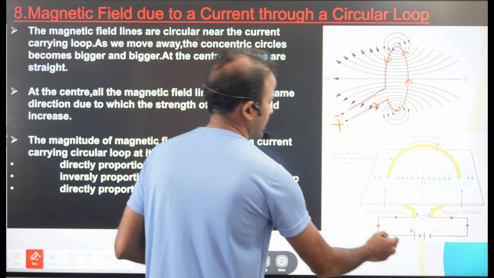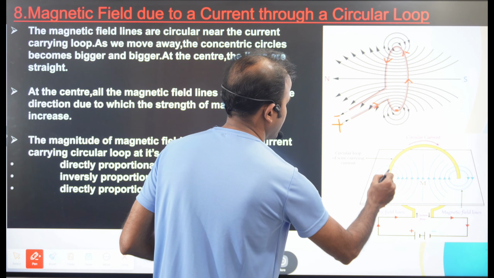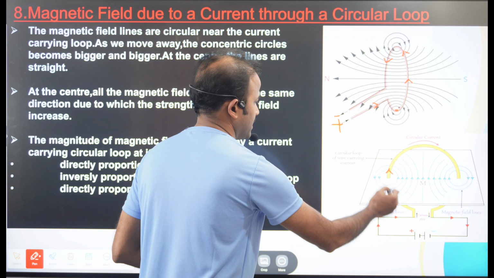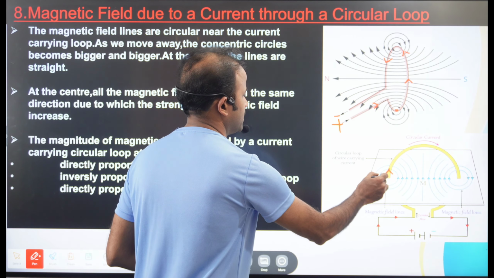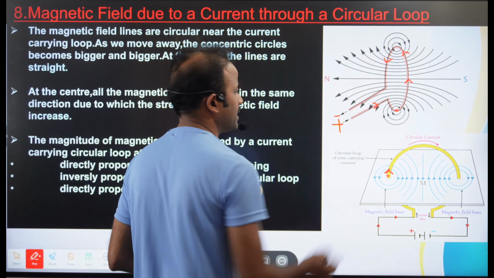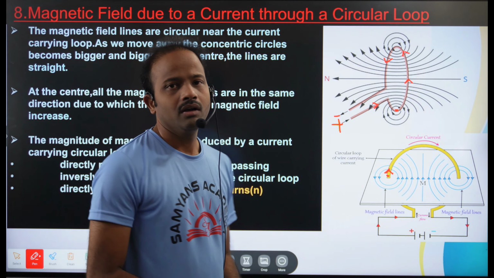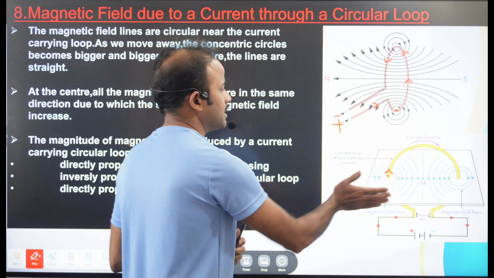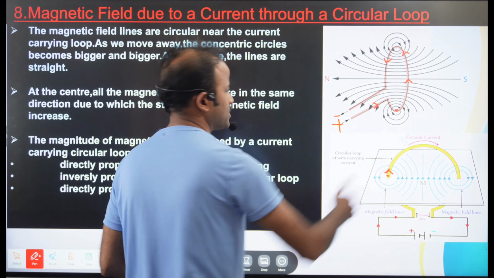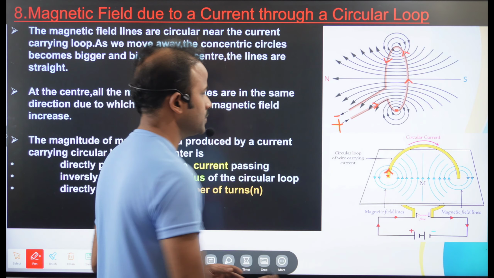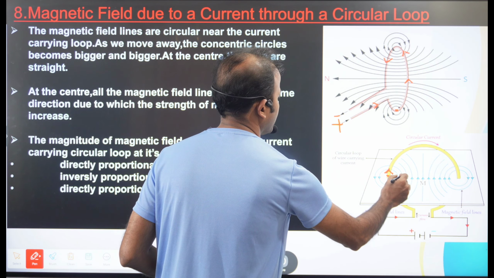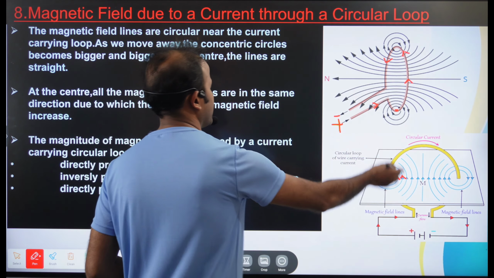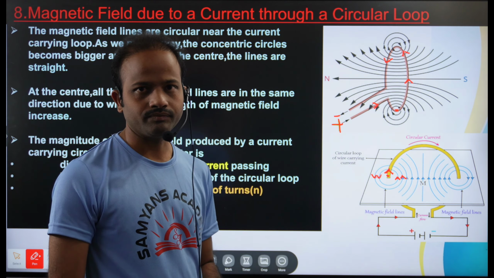In this coil, the current is moving in the upward direction here. Observe the current direction in this circular loop. Take your right hand and stretch your thumb in the direction of the current. The curling fingers indicate the direction of the magnetic field lines. Here we can observe all the field lines take this path. So all field lines are moving in the anti-clockwise direction.